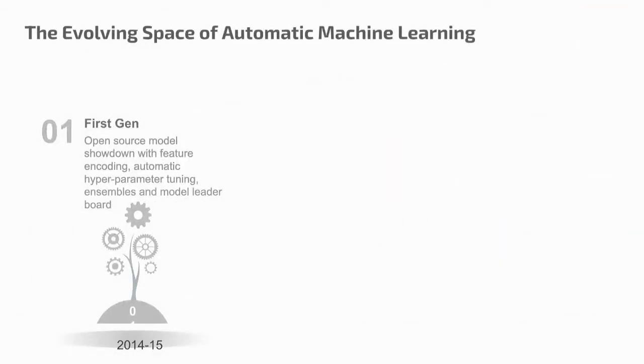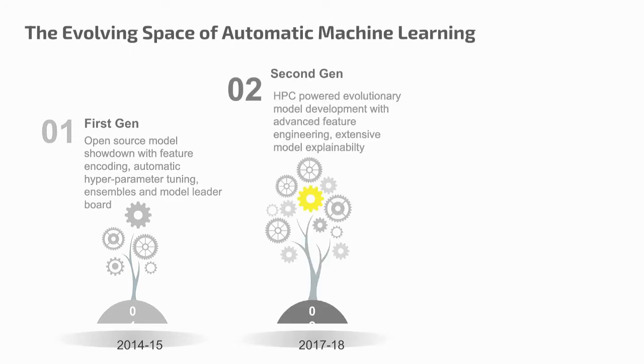So in that first generation, we see a lot of open source folks building automatic machine learning tools. Initially, they're very focused on selecting an algorithm and tuning some hyperparameters, right? And some other folks are getting more advanced and are starting to look at how to ensemble some of the best models and create a leaderboard, right?